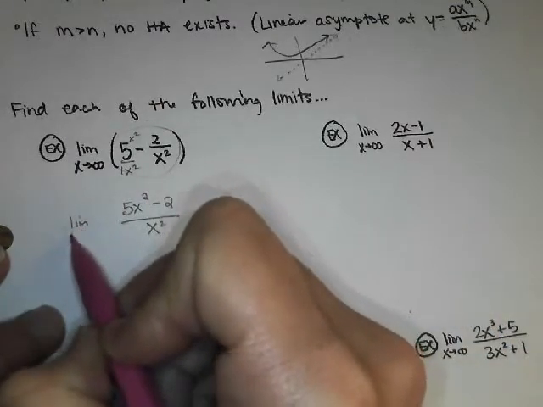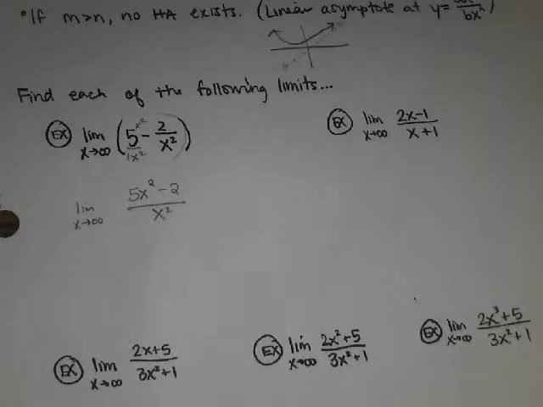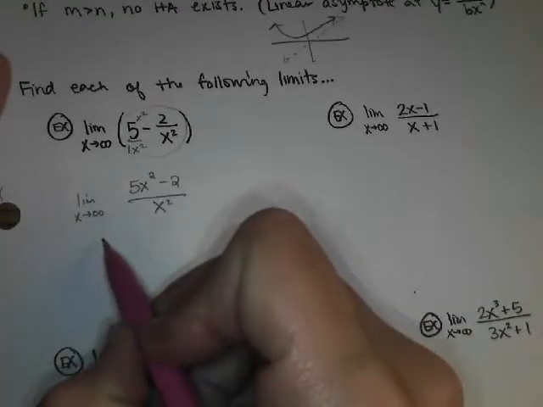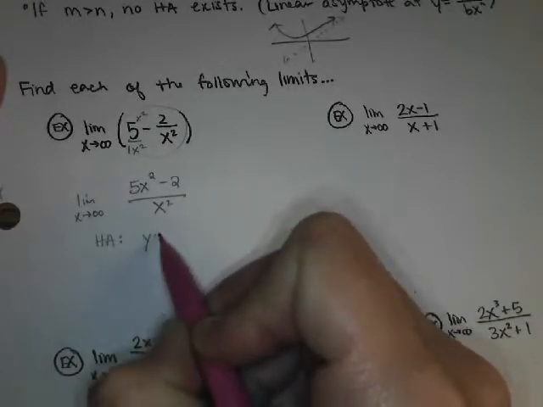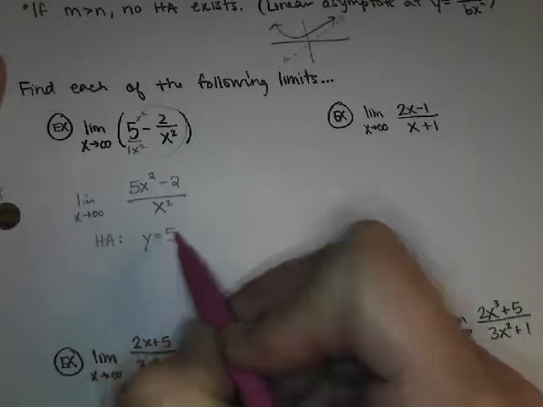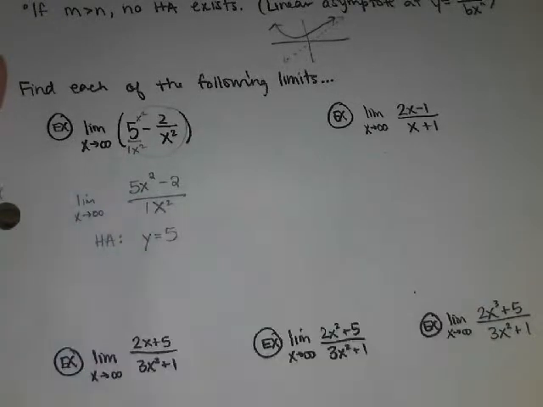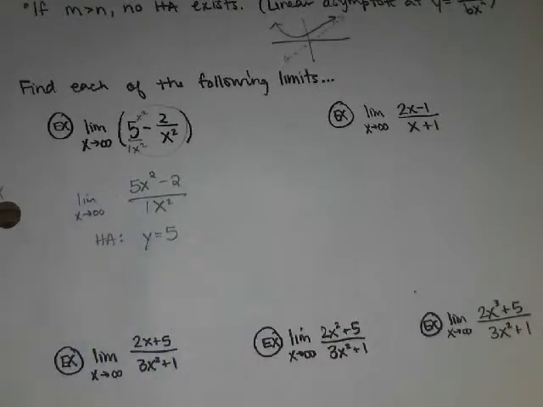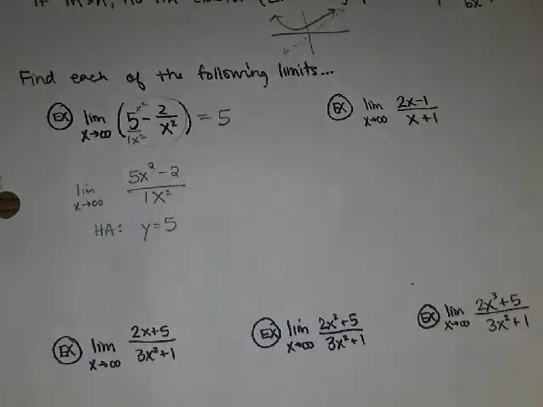So what category does this fall into? Small over big, big over small, or same over same? Same over same. So our horizontal asymptote should be where? Y equals 5. Because that's the coefficient of a 5 divided by a coefficient of a 1. Y equals 5. So as we approach infinity, this limit should be 5.